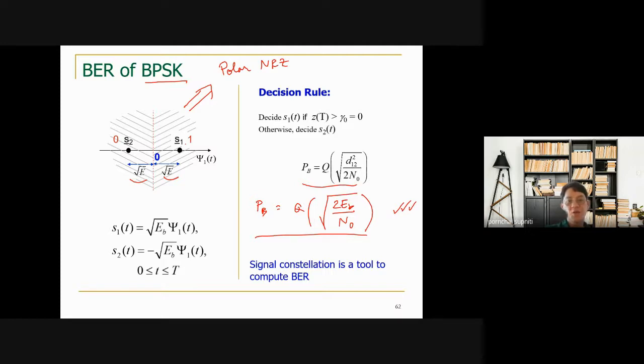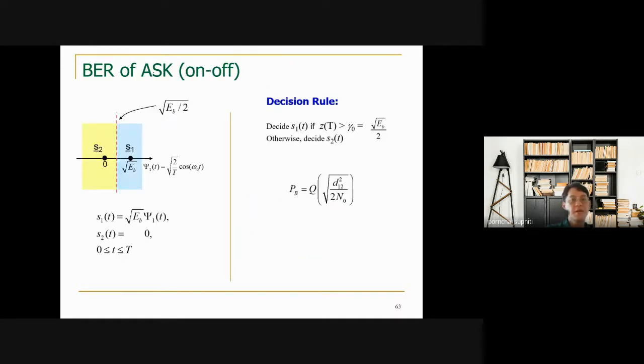Okay. So the signal constellation is a tool used to compute the bit error rate. So let's take a look at the next one. Okay. Next one, ASK on off. We will start from this formula in terms of distance between vectors.